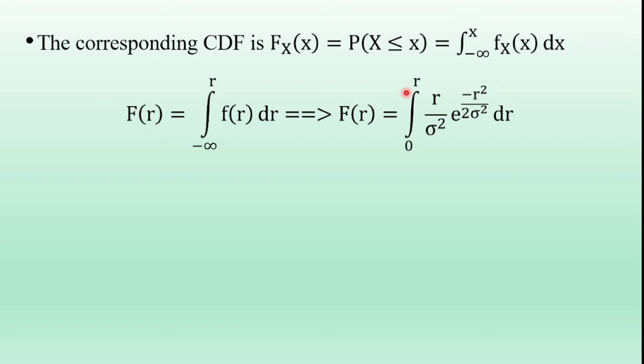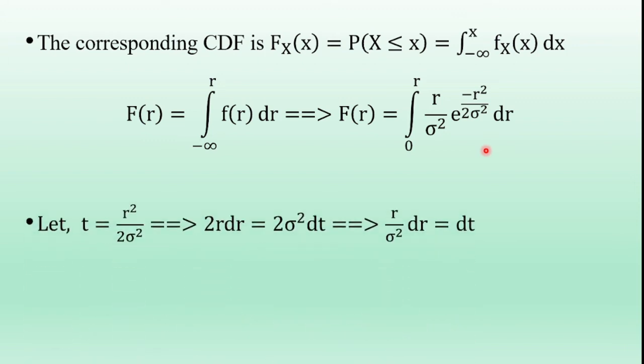Now here we can determine the cumulative distribution function. For r is equal to 0 to infinity, the starting value is 0 and the final value is as it is. So F of r is equal to integral 0 to r of r by sigma square into e power minus r square by 2 sigma square into dr. Now here let t is equal to r square by 2 sigma square. Differentiate with respect to r. 2r dr is equal to sigma square into dt. On both sides 2 is cancelled. r by sigma square dr is equal to dt. Applying these considerations into this equation.